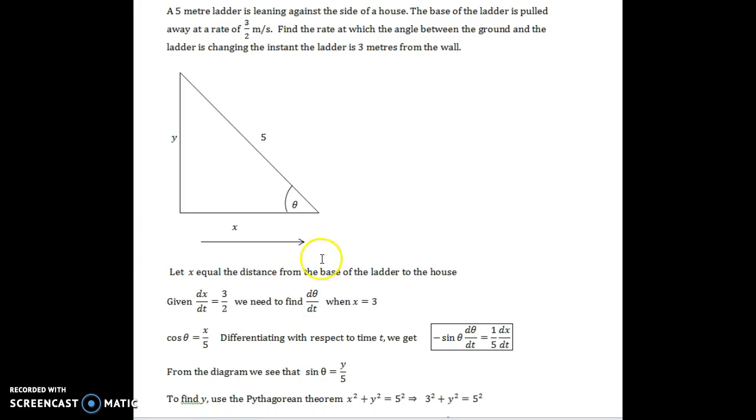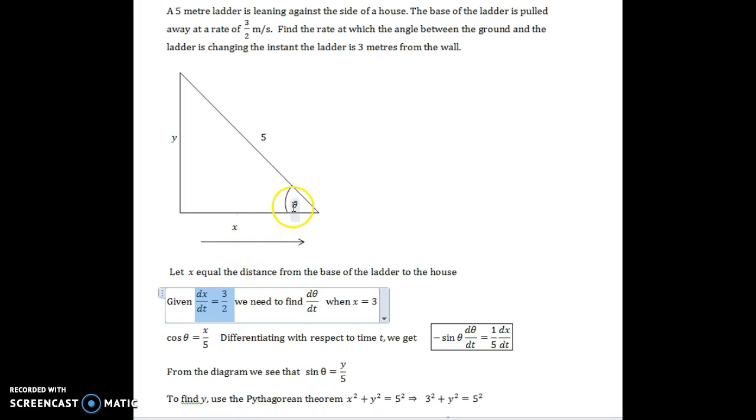So I drew this little diagram here. We know that x is simply the distance from the base of the ladder to the house. y is a quantity I put here, the distance from the top of the ladder to the ground. But what are we given? If you read the question, it says the base of the ladder is being pulled away at a rate of 3/2 meters per second. That's dx/dt, according to our diagram. You can call it y or z or a or b, doesn't matter.